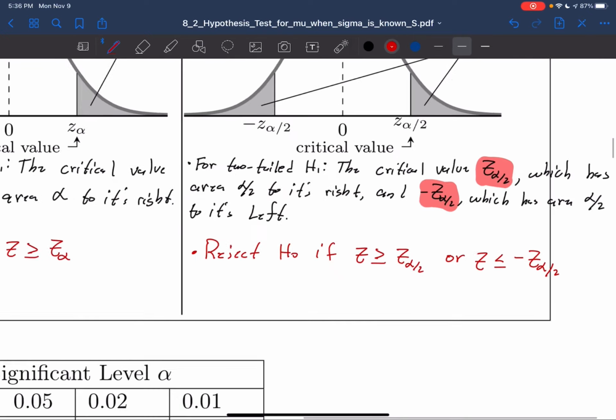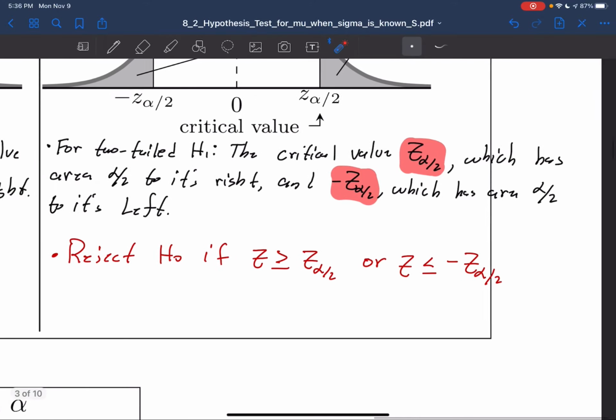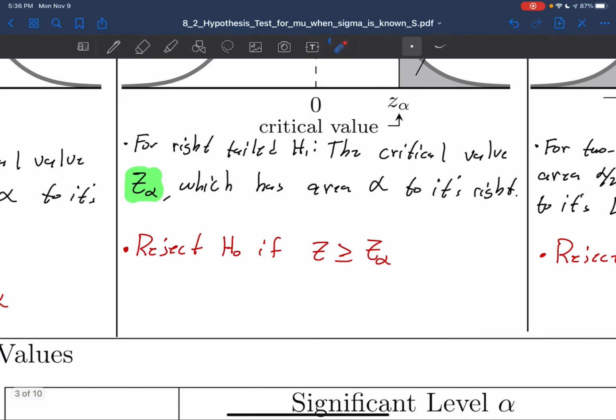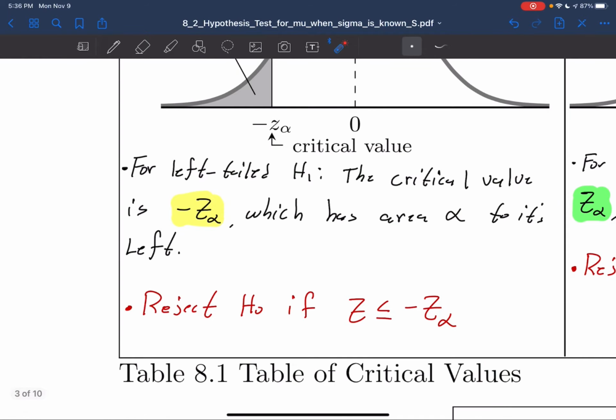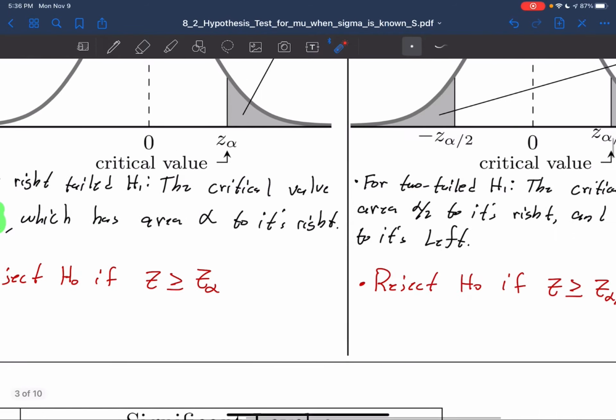And you're probably asking yourself, how do I get this value? How do I actually compute these critical values, z of alpha over 2, z of alpha, negative z of alpha? How do I actually get these values? And that's actually a good question. So there's a couple of ways you could do it.